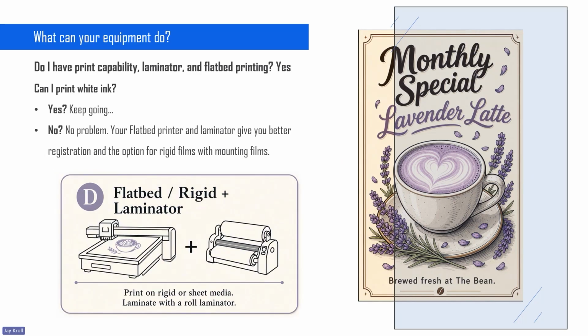Do you have print, laminate, and flatbed? Yes. Sweet. Okay, can I print white ink? If you can't, no problem. Your flatbed printer and laminator really give you better registration, and more options open up here. You can still print your clear and laminate with your opaque or blackout layer. What I like about this is even more precision than laminating layers and trying to get everything to line up just right. And if it's a UV flatbed printer, you can also use 207 static cling.